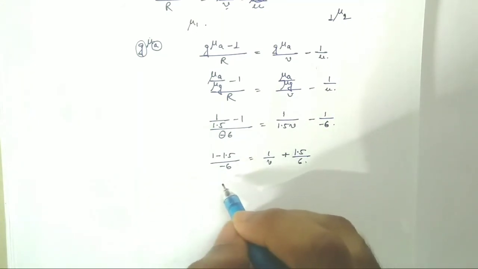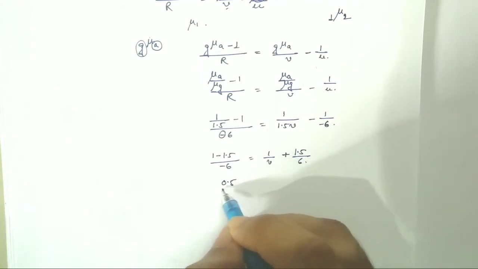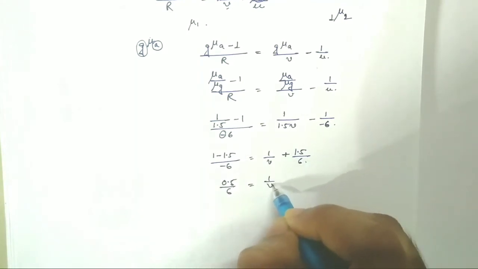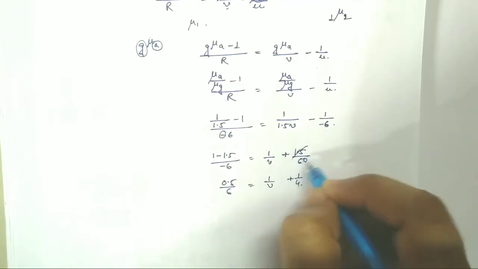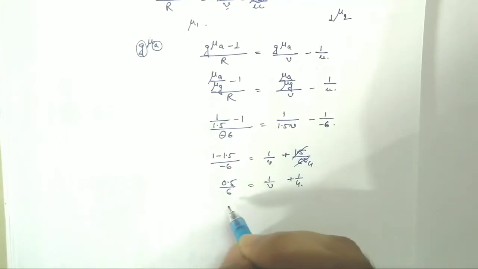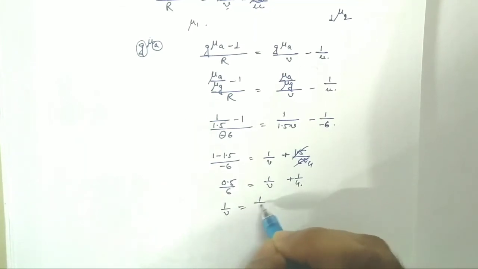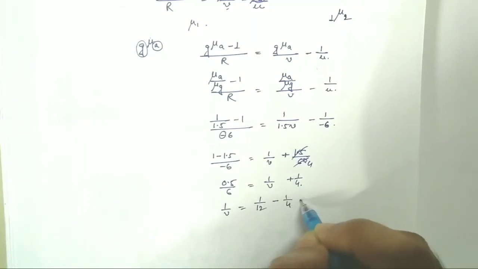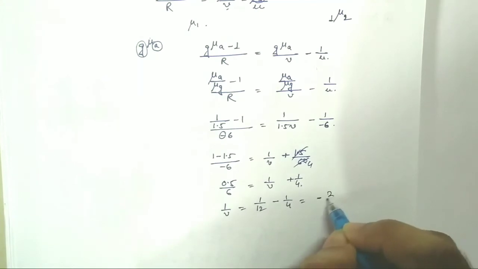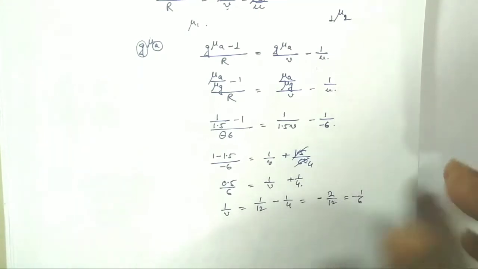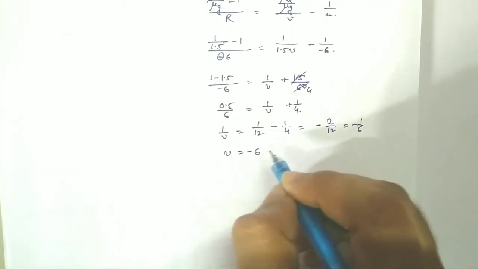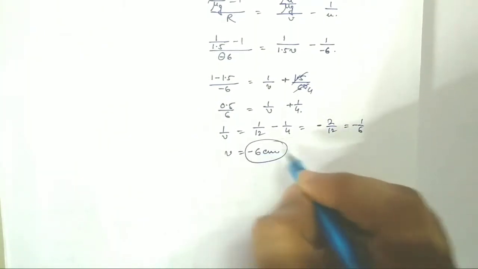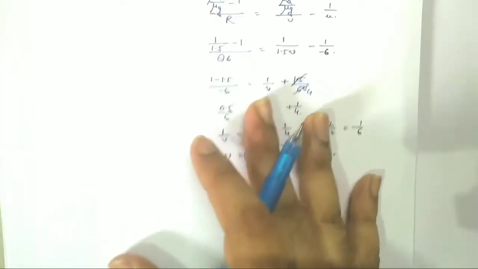Now this is just calculation. 0.5 by 6, this is actually 1 by v plus 1 by 4. Okay, now 1 by v is actually 1 by 12 minus 1 by 4, this is minus 2 by 12 or 1 by minus 6. So v will be minus 6 centimeter. So option C is the right answer.